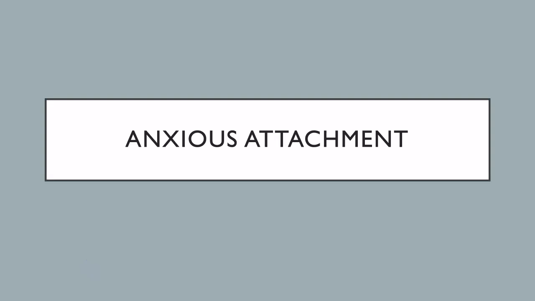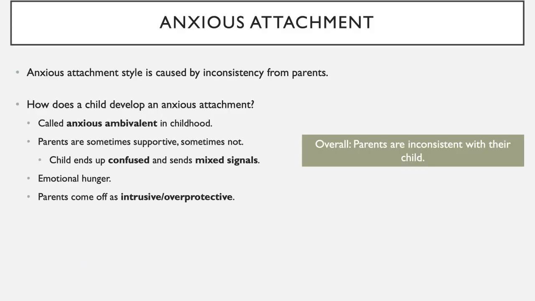So next is anxious attachment. This is the start of the insecure attachment styles. So anxious attachment style is caused by inconsistency from the parents. So how is this developed as a child? First, it's called anxious ambivalent in childhood, and then it develops into anxious attachment. But basically, the parents are sometimes supportive and sometimes not. This causes a lot of inconsistency, and the child usually ends up confused and then ends up sending mixed signals.